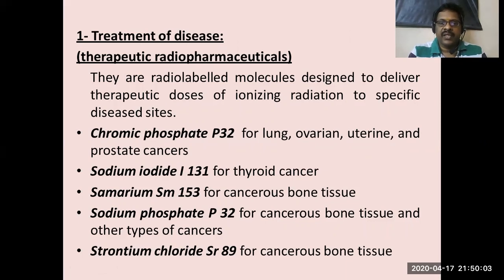Samarium SM-153 is used for treatment of cancerous bone tissues, and sodium phosphate P32 is used for cancerous bone tissues and other types of cancers, and strontium chloride SR89 for cancerous bone tissues. For their treatment purpose we are using these.